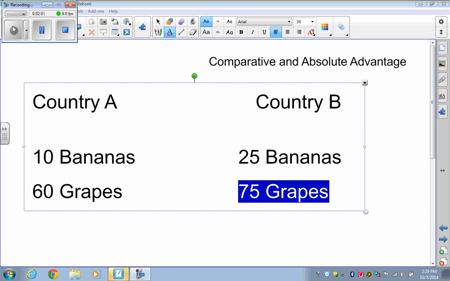So let's try this again. Who has the absolute advantage? Who's the best at making grapes? Country B. Country B has the absolute advantage in both. Well, that's pretty easy then, right? Except we also have comparative advantage.